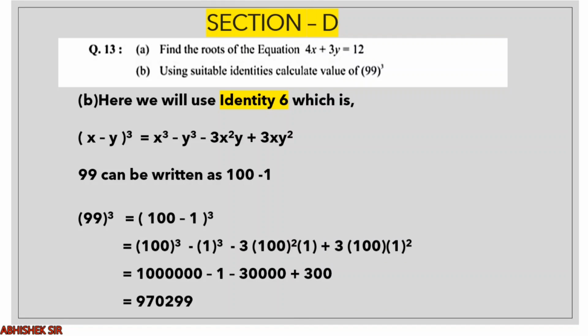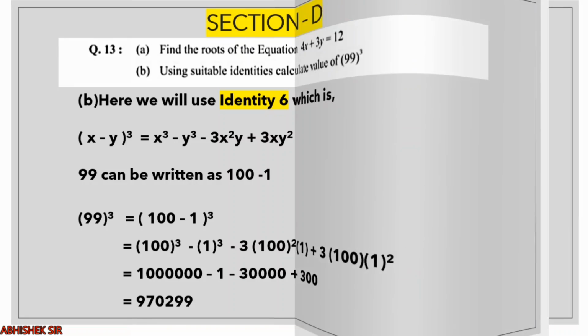So here we have finished section D, question number 13, both the questions, right?